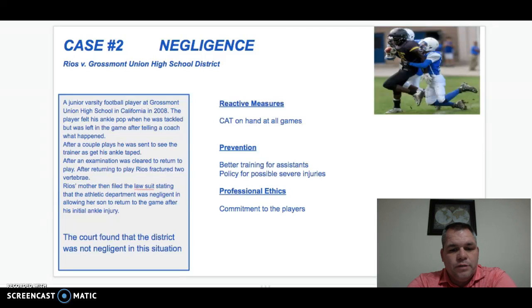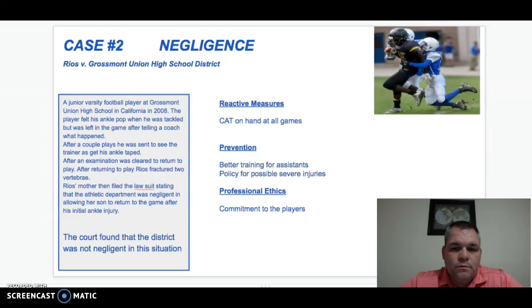The mother filed a lawsuit stating that the athletic department was negligent in allowing her son to return to the game so soon. The court found that the district was not negligent in the situation. The athletic trainer was not on hand at the time, and he saw basically a trainer assistant. California does not require a certified athletic trainer to be on hand at all times. So that's what got the school and coach basically cleared of all charges.